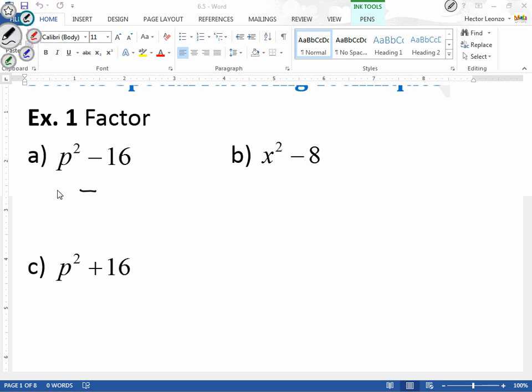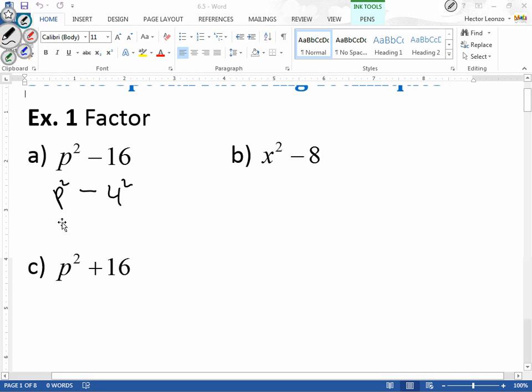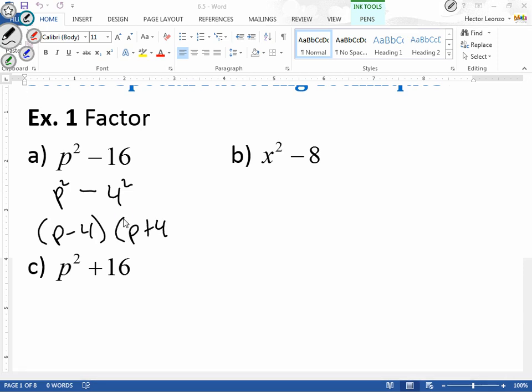So let me rewrite this as p squared minus 4 squared, right? 16 is 4 squared. So I have p squared minus 4 squared. Now, the way this breaks down, when I factor this, is going to be p minus 4 and p plus 4. Once again, the order of the parentheses does not matter. Make sure it's a minus in between and you have squares on both sides.